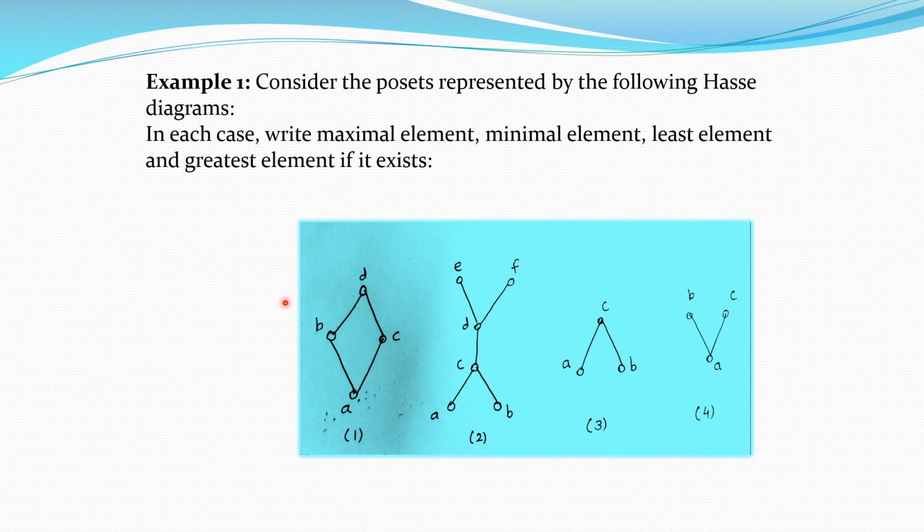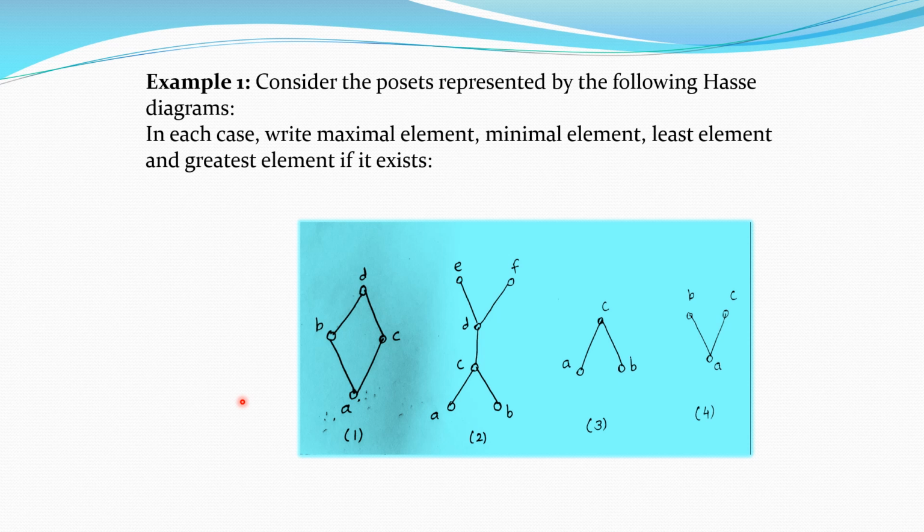Now what is a minimal element? From a minimal element, downward journey is not possible. From D downward journey is possible, so D is not a minimal element. Again from B, C downward journey is possible, so they are not minimal elements. But from A downward journey is not possible. It means there is no element which precedes A. So A is the minimal element.